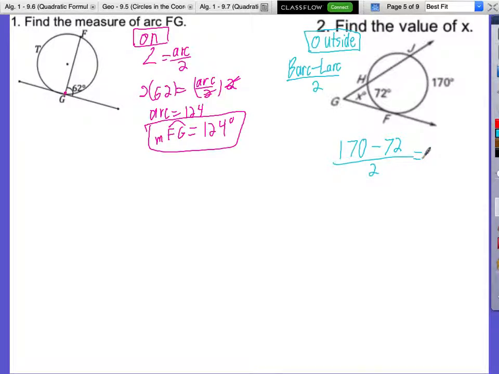Okay. So we say, what's 170 minus 72? 98. Divided by 2. And x will equal what? 49 degrees. Let's go.